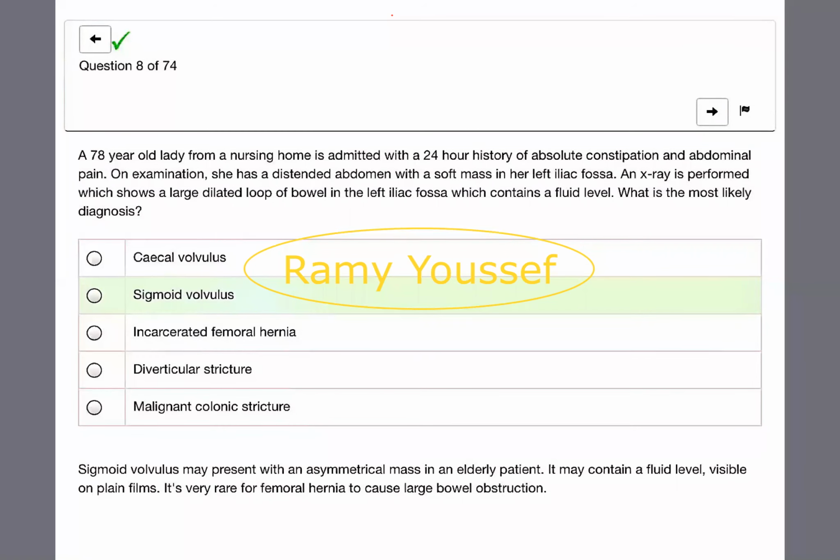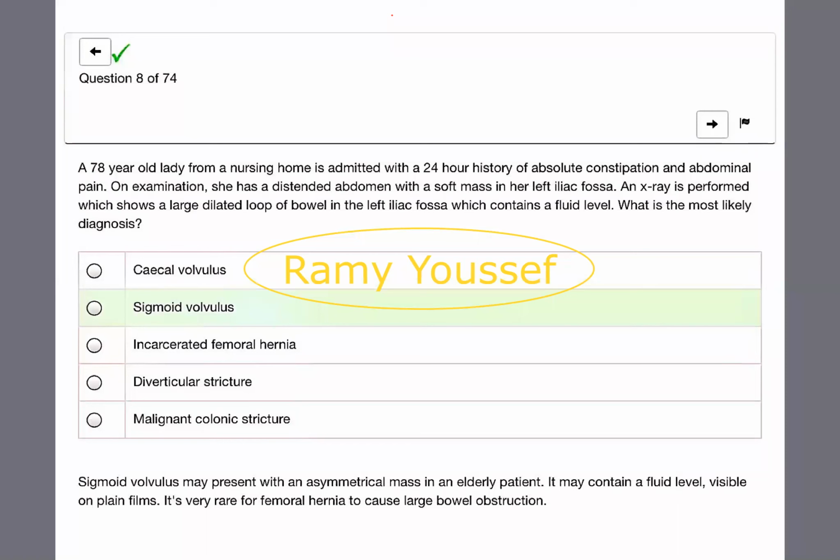I think the scenario is easy here. And you'll find no air fluid level in any other left-sided mass except in this scenario.